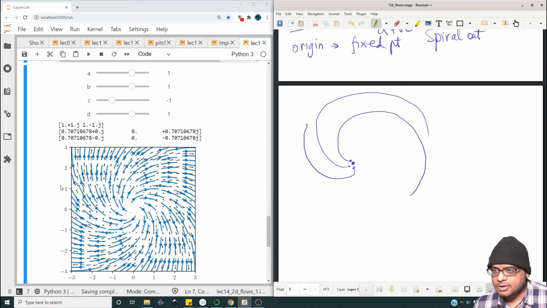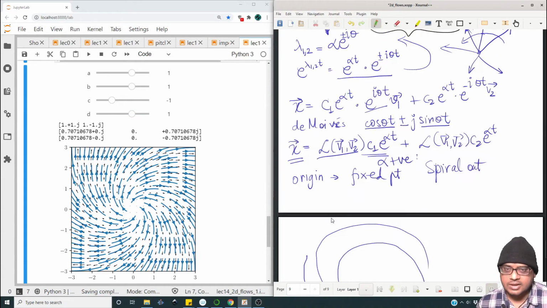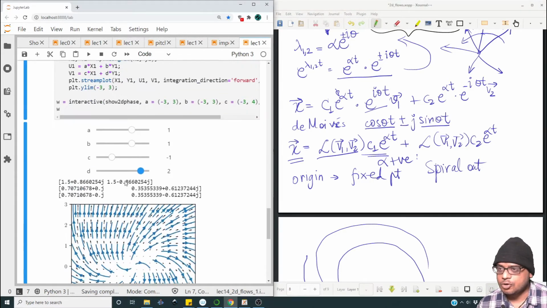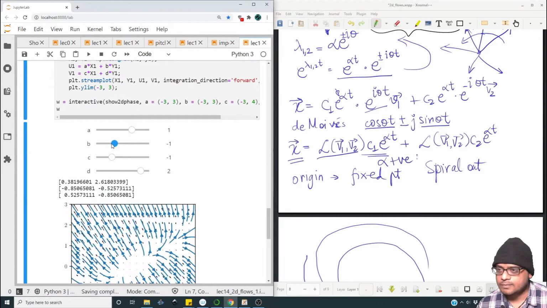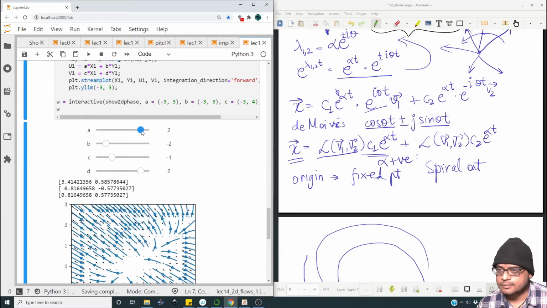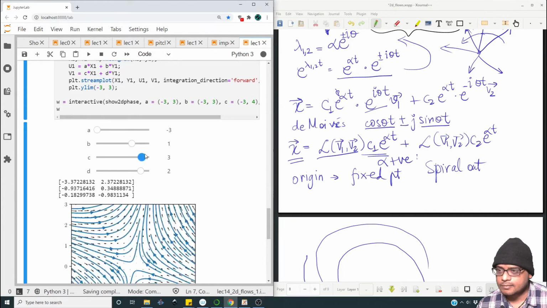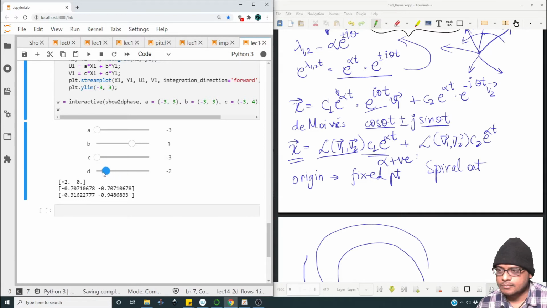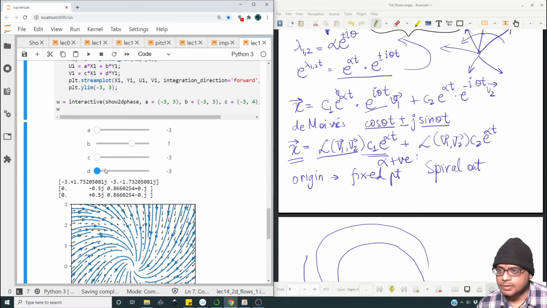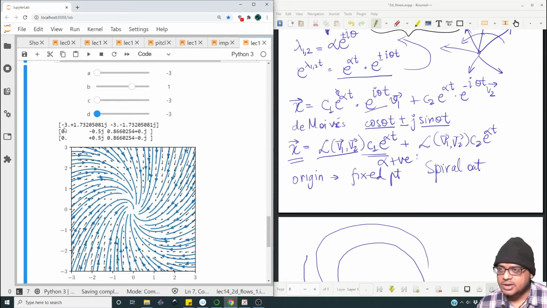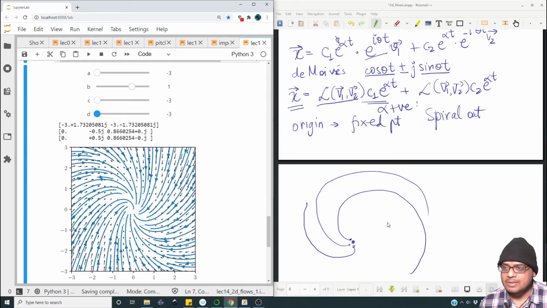Now if the eigenvalue, rather not the eigenvector but the eigenvalue corresponding to this alpha, if this real part becomes negative, let us see for what combination we can have that. So for this particular combination, we do have a negative real value. So it means that in time the amplitude decays, and so it's spiraling inwards, but the amplitude is decaying.